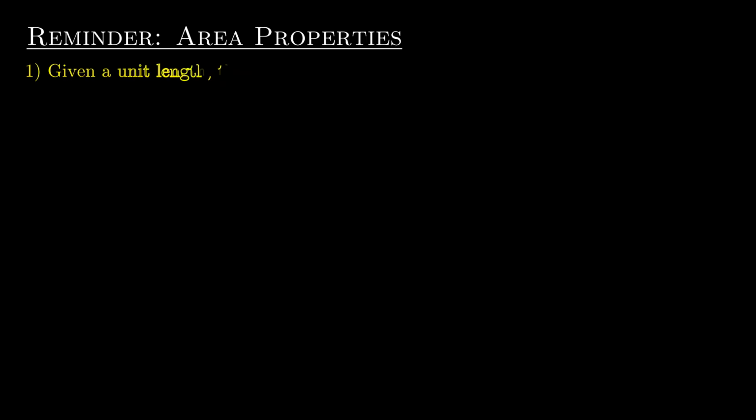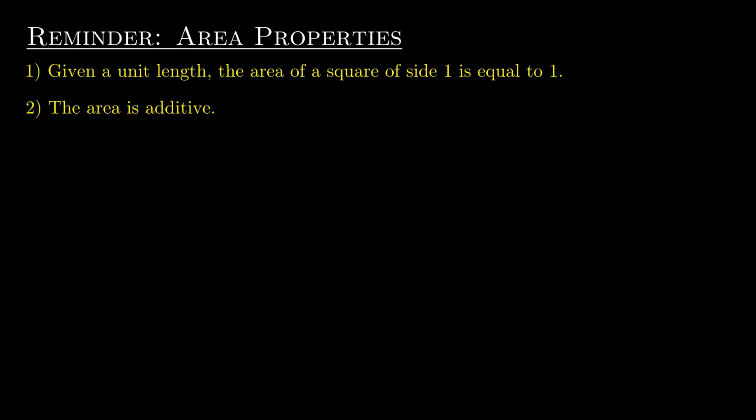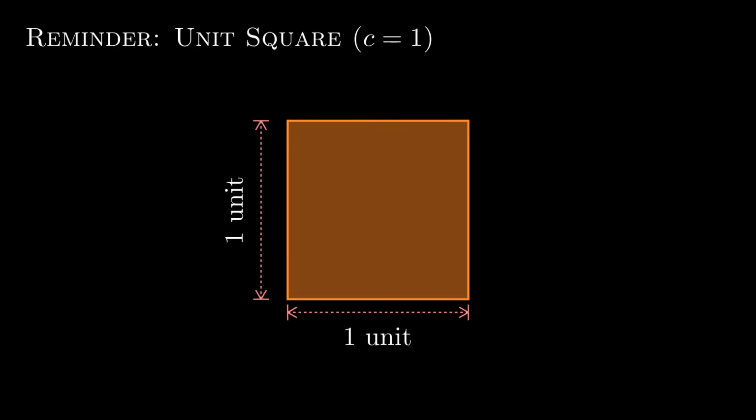In order to understand how we derive the area of a rectangle, it's important to remember the properties of the area. So given a unit length, the area of a square of side 1 is equal to 1, and the area is additive. If you're not familiar with these concepts, I recommend you watch the previous video from the playlist that we just made. Let's do a small recap.